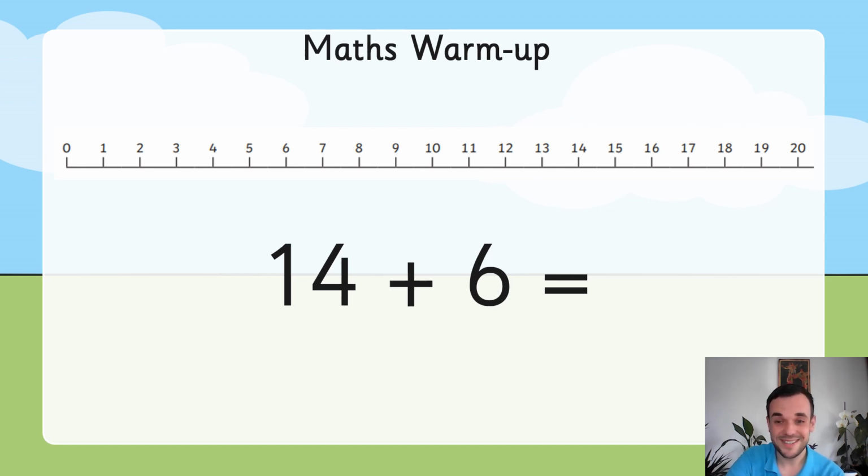Have you all found the answer now? Let's have a look at how we do it. So our number sentence is 14 add 6. First of all, we need to find 14 on our number line, and 14 is here. We then need to jump forwards 6 places to add 6. 1, 2, 3, 4, 5, 6. And then we can put a circle around our answer.